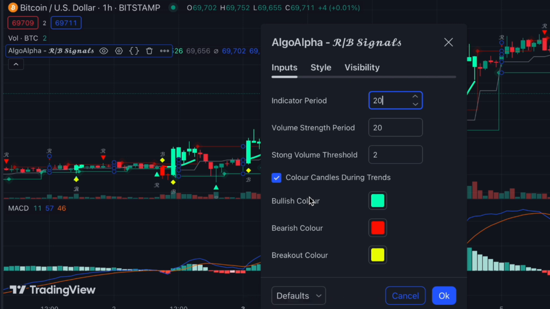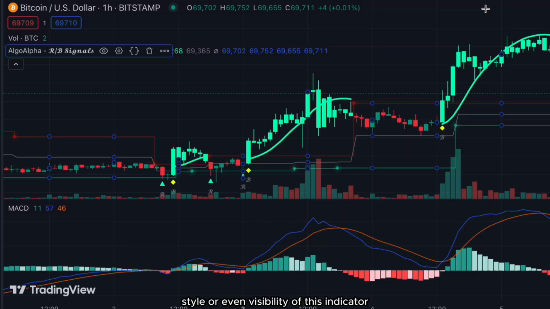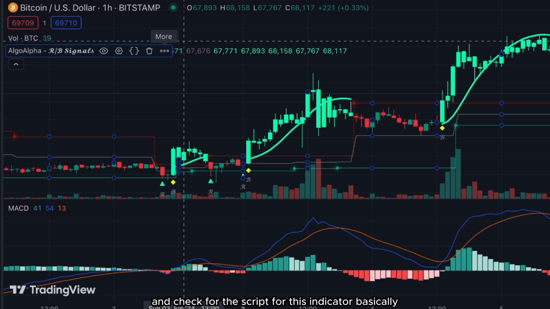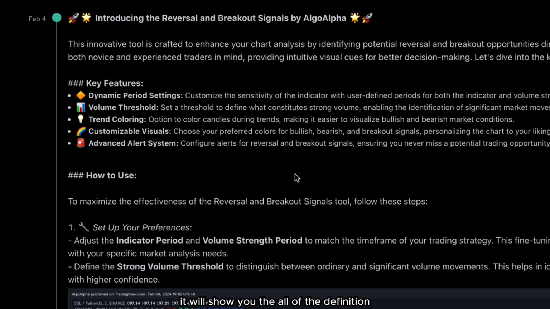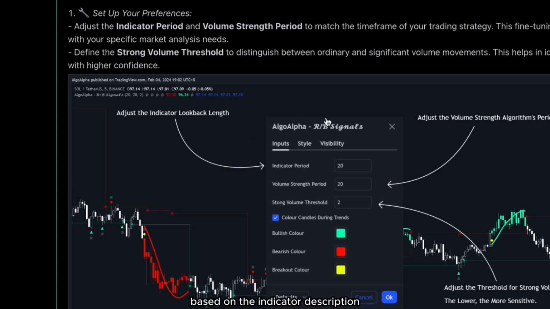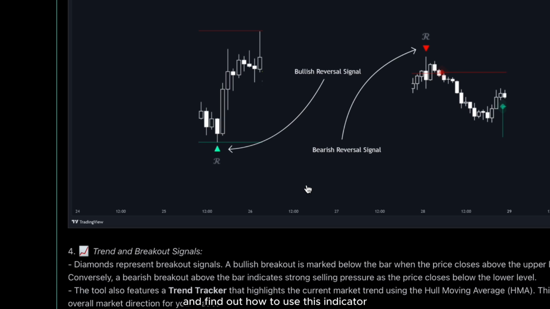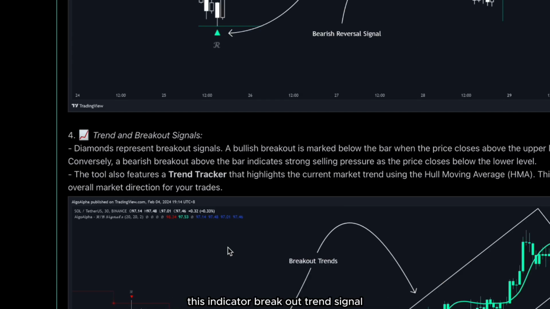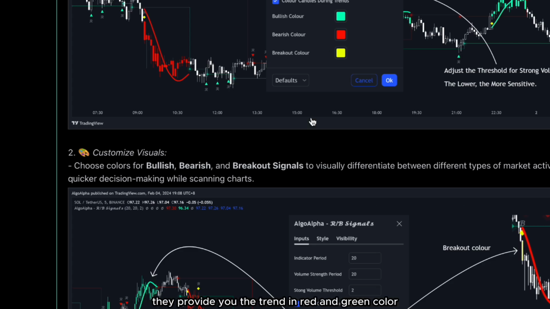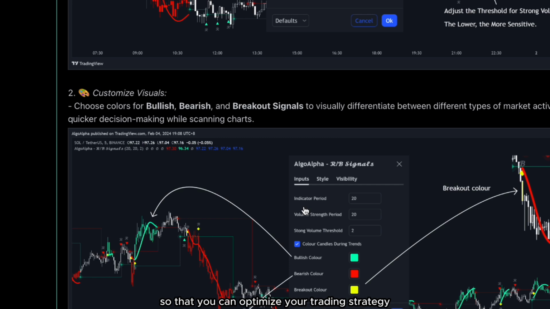You can also customize other things, for example the color, style, or even visibility of this indicator to have a more optimized indicator. You can also read up on the indicator by checking the script. It will show you all of the definition, the script, the functionality of this indicator, and how to set it up based on the indicator's description. For example, they show how you can set up your preferences. You can adjust the indicator lookback strength, the volume strength, and also the threshold volume strength. So you can go through this and find out how to use this indicator. They also provide a reversal signal, a breakout trend signal, and the trend in red and green color so that you can optimize your trading strategy.